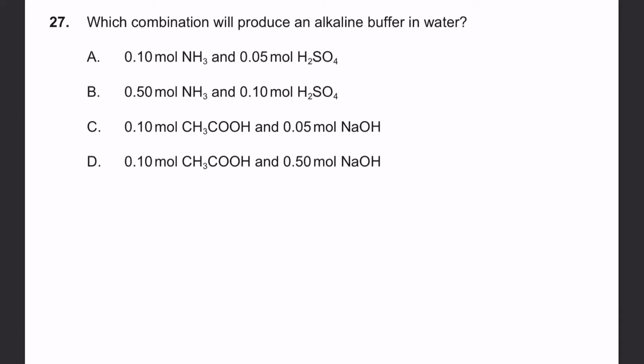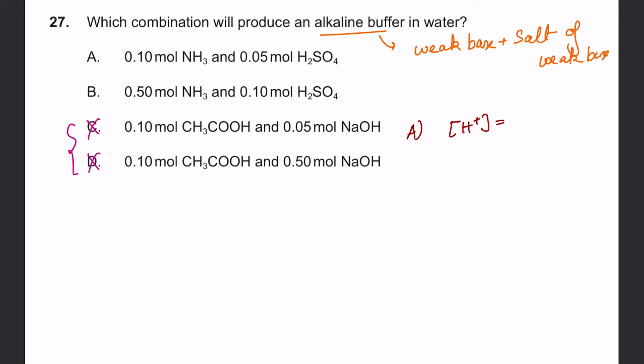Moving on to question number 27, which combination will produce an alkaline buffer? Remember, for an alkaline buffer, you have to have a weak base plus salt of weak base. Using just this logic, I can eliminate option C and option D. But checking option A, the moles of H plus ions is 0.05 times 2, that is 0.1. Now, the problem is the acid concentration will be equal to the base concentration. As a result, in this reaction, there won't be any NH3 left in this solution. So option A also cannot be our answer. The only viable answer is option B.